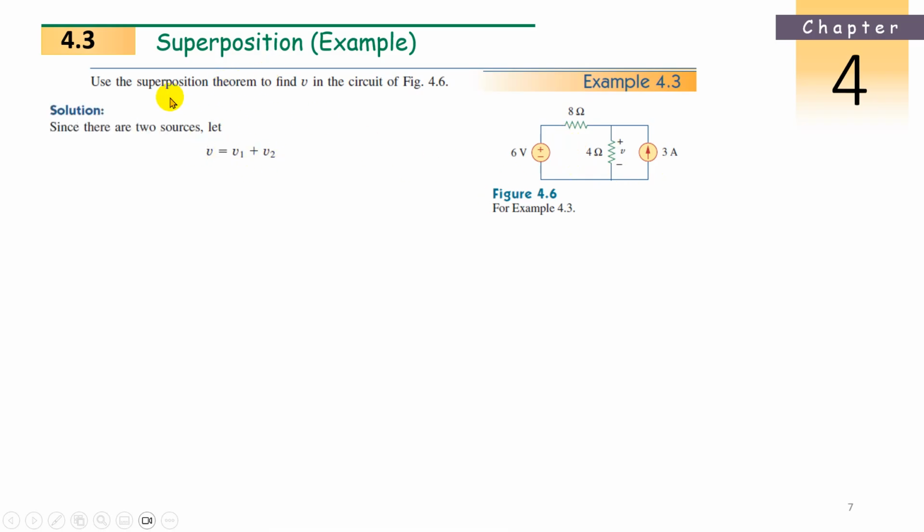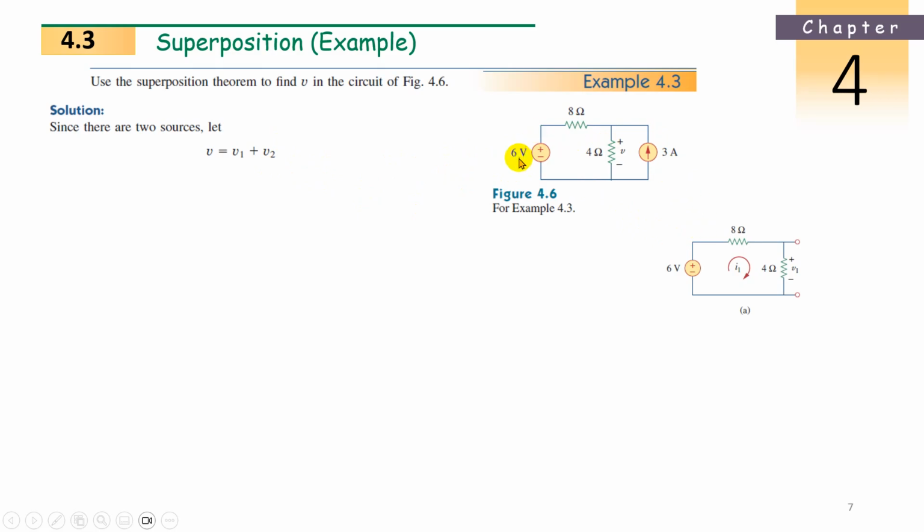Okay, use the superposition theorem to find V. Where is V? In this 4 ohm resistance. This V we want to find. So, by using the superposition theorem, V should be equal to V1 plus V2. V1 is when one source is active, and V2 is when the other source is active.